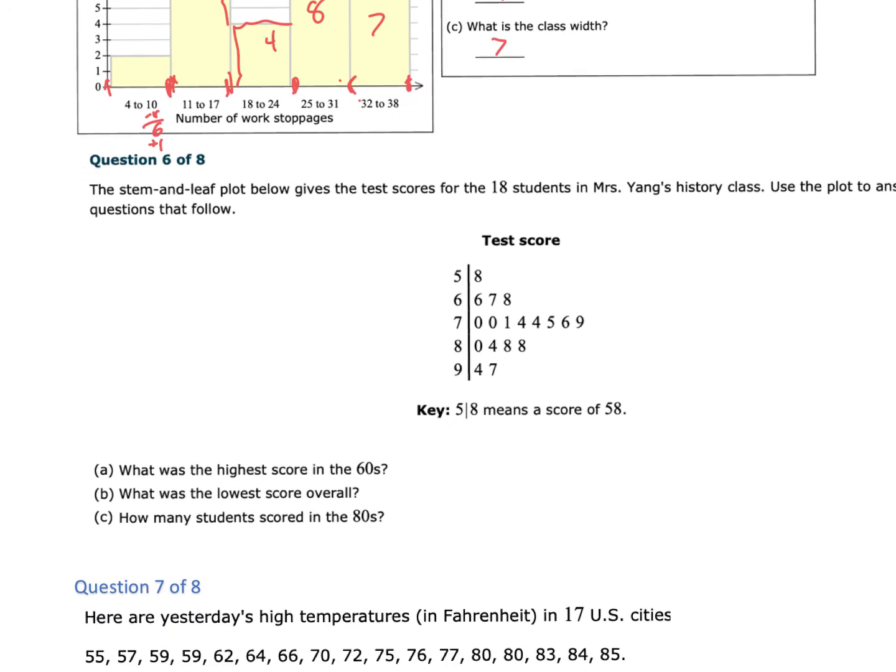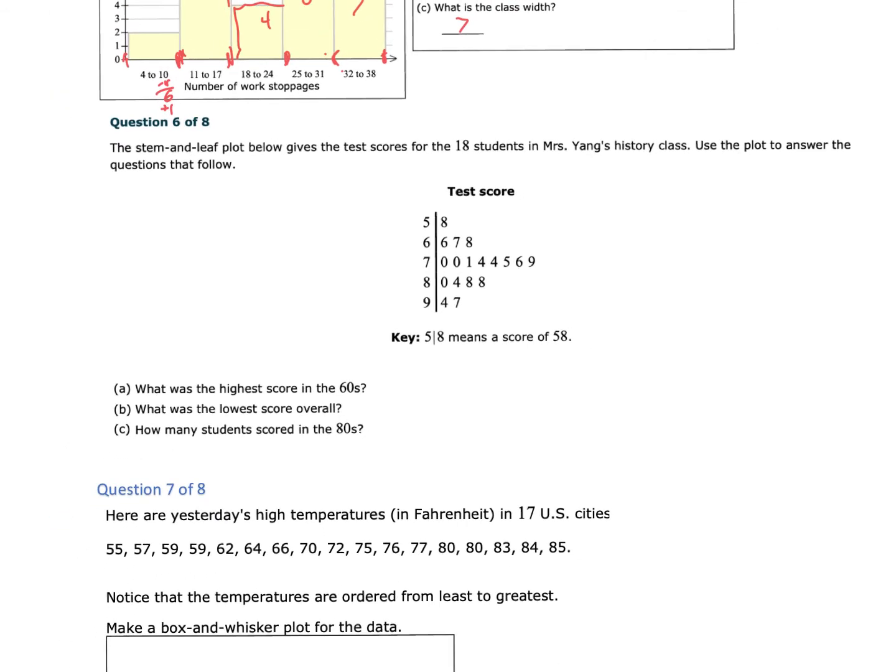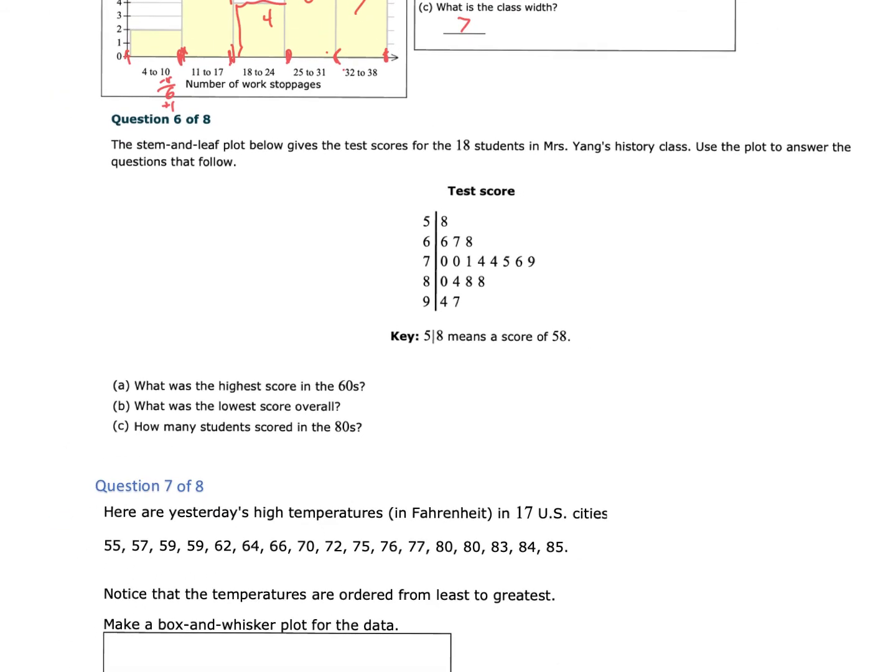All right, question 6. Stem and leaf plots. Nice. The stem and leaf plot below gives the test scores for 18 students in Mrs. Yang's history class. Use the plot to answer the question below. So one student scored a 58, so that'd be an F. 2 students scored in the 90s, 94 and 97. Those are A's. Most people had C's, a couple, 4 B's, 3 D's. Okay, and the key tells you 5-8 means 58.